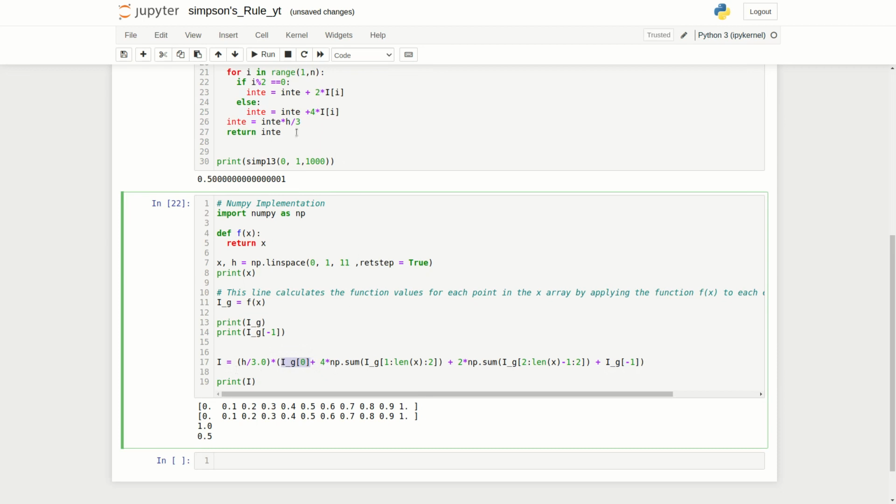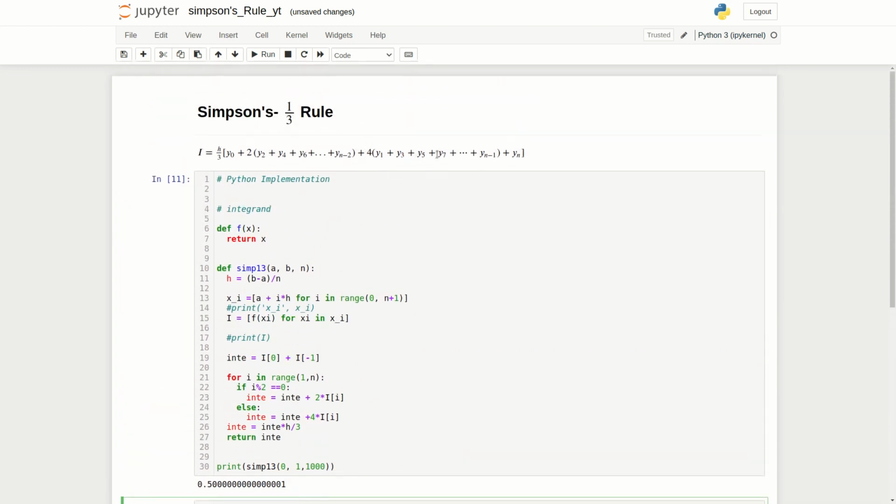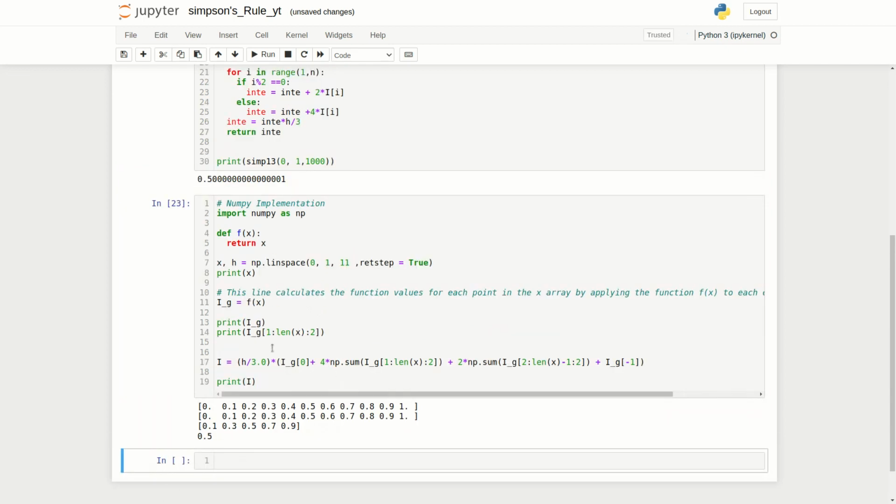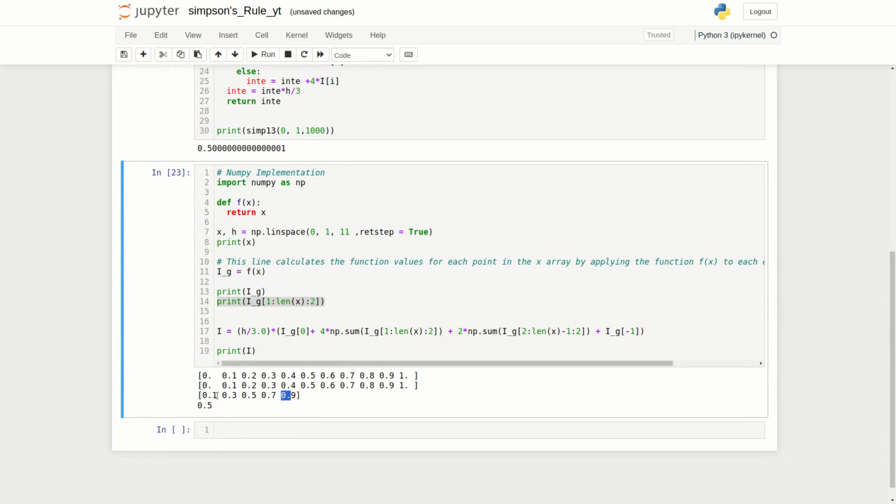Now just summing this without looping is 4 times only the odd terms, y1, y3 and y5. How to calculate the odd terms? I am starting from 1, up to the length of x, that is the total length of the array, in the gap of 2. Just see this, this will generate a list, that is 0.1, 0.3, 0.5, only the odd terms. I hope you understand. That is 1, 3, 5, 7, 9.